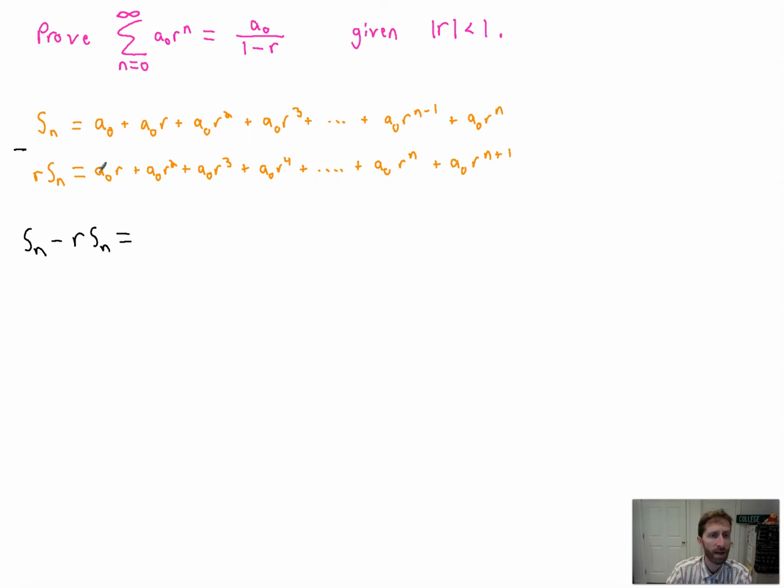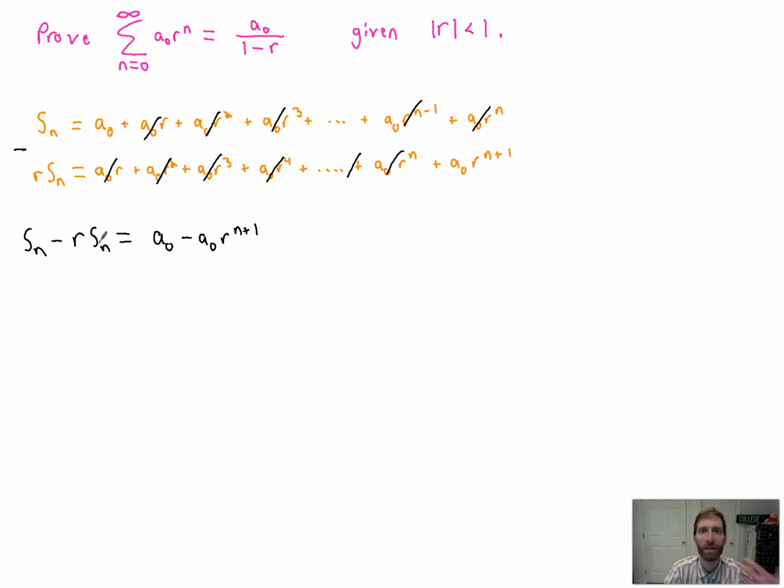The a sub 0 has nothing to match up with, so it's still a sub 0. A sub 0 r subtracts with that. A sub 0 r squared with this. A sub 0 r cubed with that. A sub 0 r to the fourth with a sub 0 r to the fourth. A sub 0 r to the n minus 1 with, well, there was an n minus 1 there, I promise you. A sub 0 r to the n, they cancel, minus a sub 0 r to the n plus 1. Oh boy.